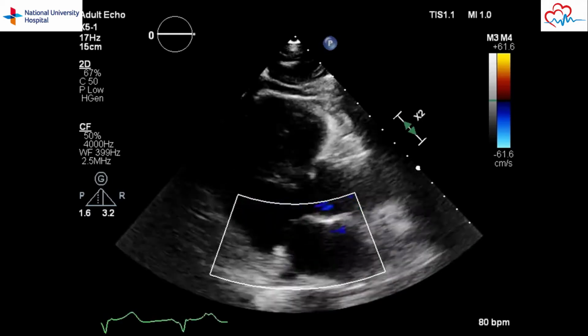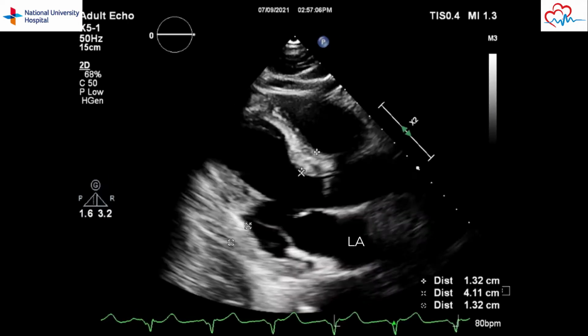In the PLAX view, we should also assess the size of the LA, ascending aorta, and RVOT. As a general rule, the sizes of these 3 chambers should be approximately identical. Measurements of LV internal diameter in diastole and systole, and LV wall thickness can be made here as well. Fractional shortening can then be calculated.